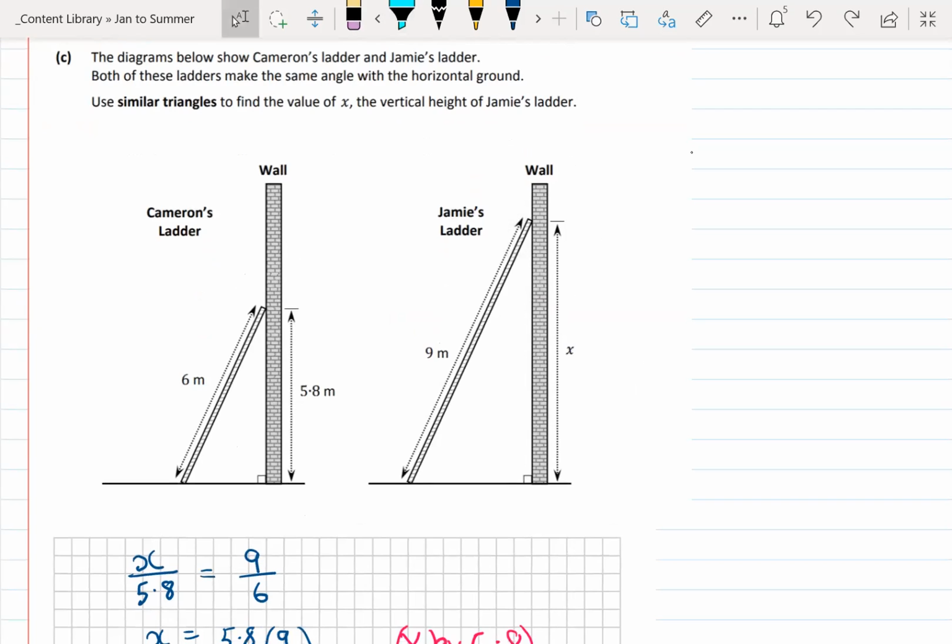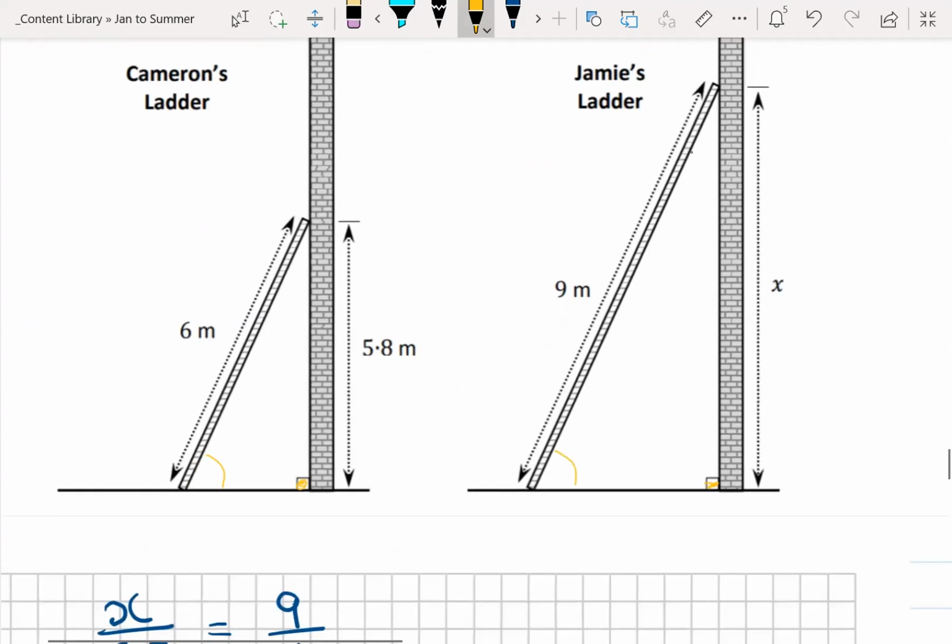The diagrams below show Cameron's ladder. This is 2018, paper 2, question 10, part C. He has the ladder up against the wall. Both of these ladders make the same angle with the horizontal ground. What they mean by that is that this angle and this angle are the same, and of course this bit here and that bit there are both 90 degrees as well.